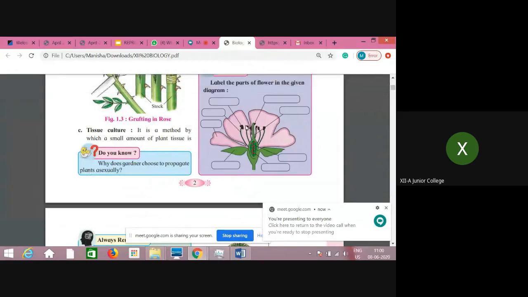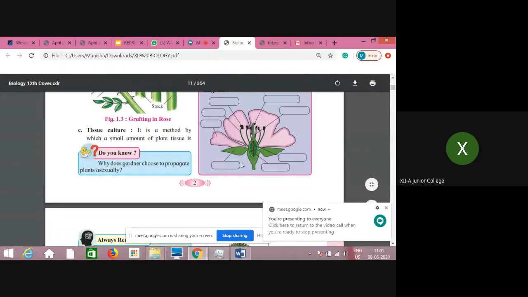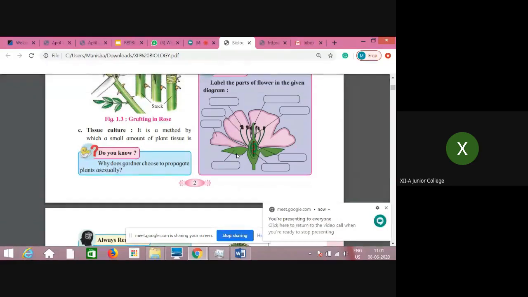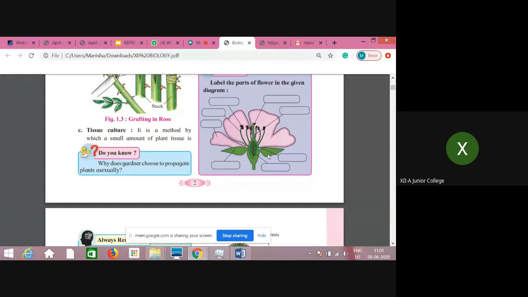Okay, why I'm showing you this diagram again and again? Because this is very important, and the part we are going to start and discuss right now relates to this diagram. You can see the floral diagram, that is an LS of flower, longitudinal section of flower, where you can see all these parts: outermost calyx, corolla, androecium, and gynoecium.